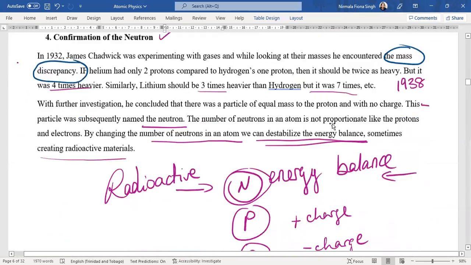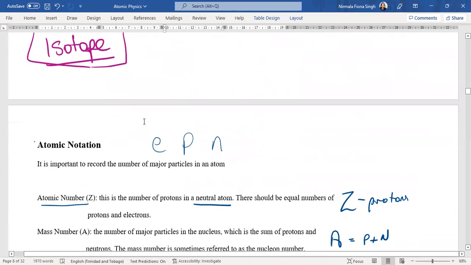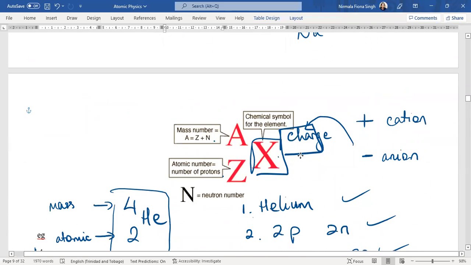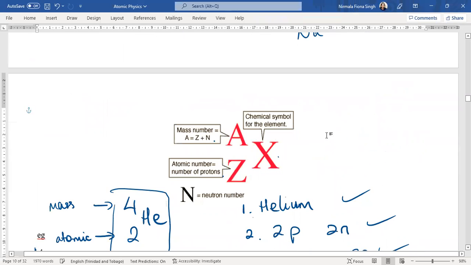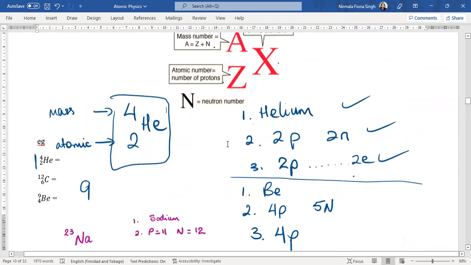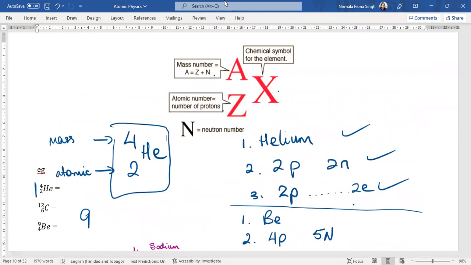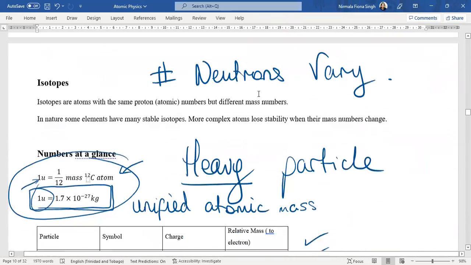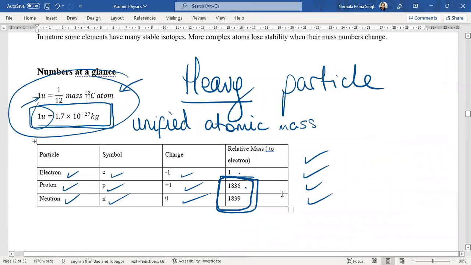After that, we looked at atomic notation. So you have to know your notation well. You have to know what these represent. You have to know where you find the symbol for your element. You have to know your mass number, which represents the number of particles in the nucleus. Your atomic number basically tells you how many protons you have in your atom. So you have to know how to work out these numbers. Please write this down and learn how to work this out. Your general periodic table, your isotopes, and what all your components look like.